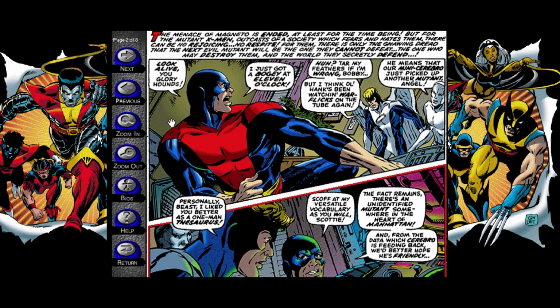Using their cerebral mutant sensing device, the Beast, Angel, and Iceman register the signal of an unknown mutant in Manhattan. Looking at the data fed back by the computer, Beast fears this may be the most powerful mutant the X-Men have yet encountered.